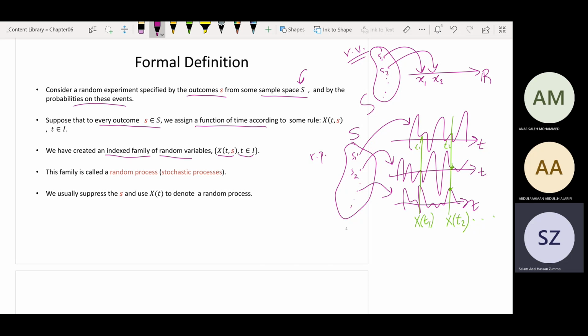Whether it's a real line, if I is R, you get a continuous random variable. If I is Z, you get a discrete random variable. So this is a random process.